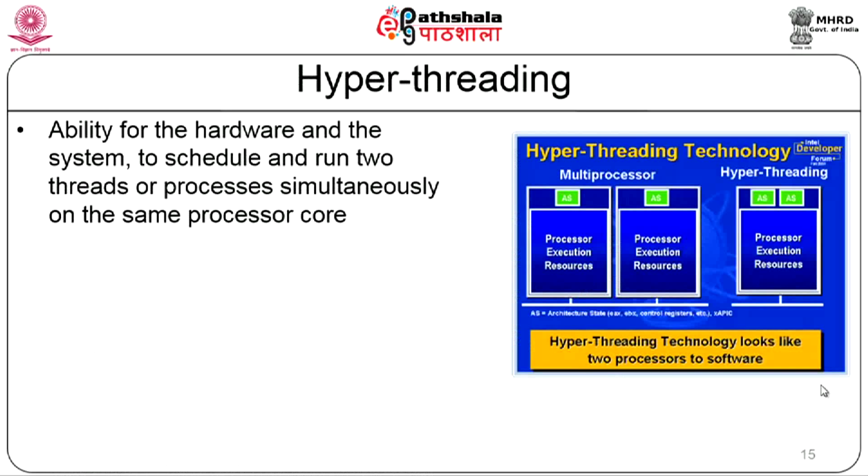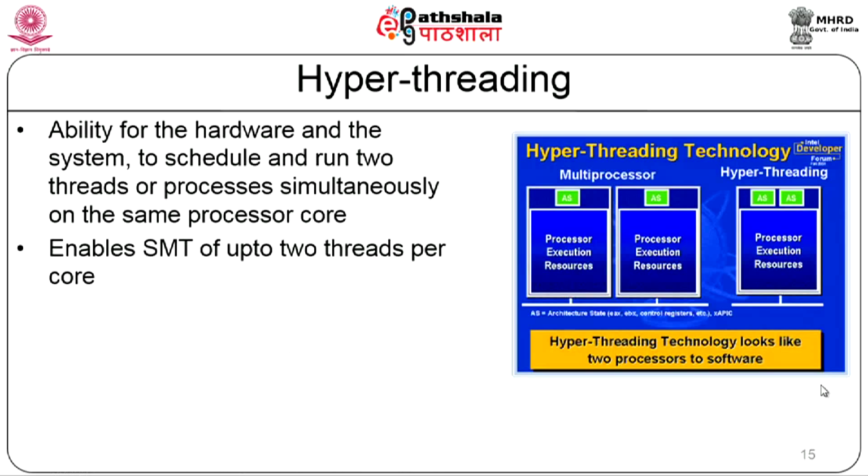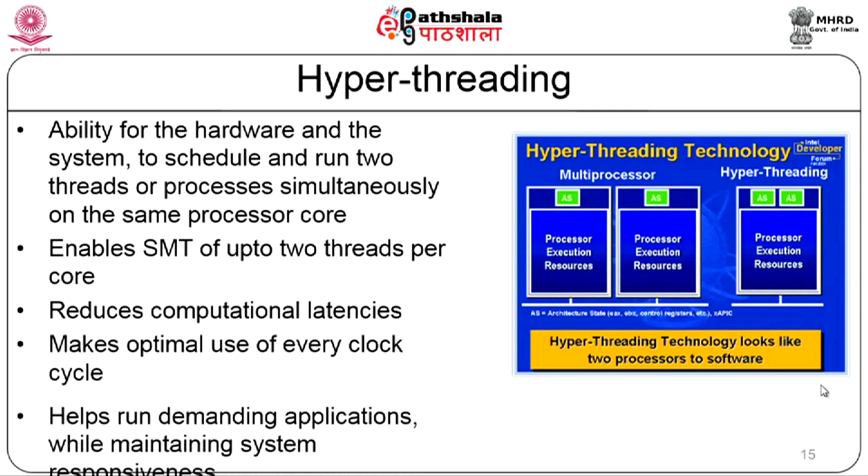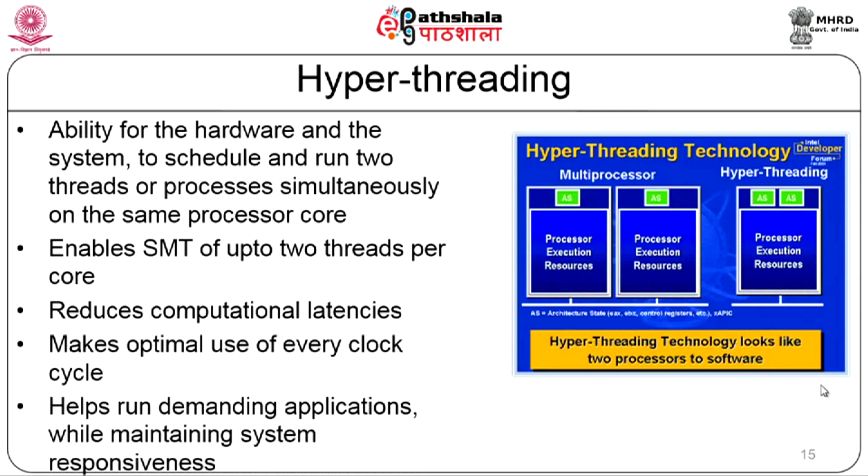Hyperthreading basically is the ability for the hardware and the system to schedule and run 2 threads or processes simultaneously on the same processor core, and it enables simultaneous multi-threading of up to 2 threads per core. It obviously reduces the computational latencies, and it makes optimal use of every clock cycle, and this helps run demanding applications while maintaining the system responsiveness.